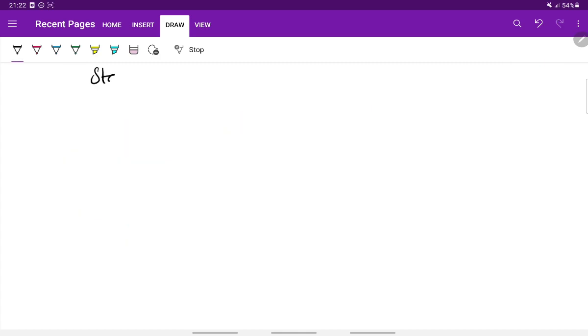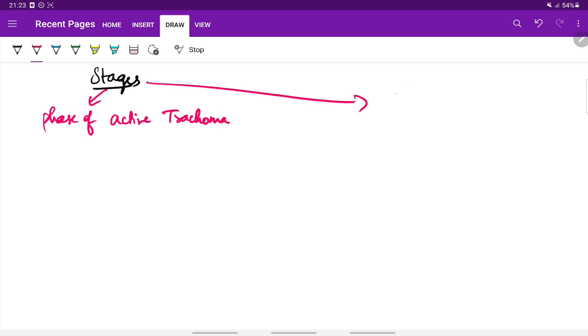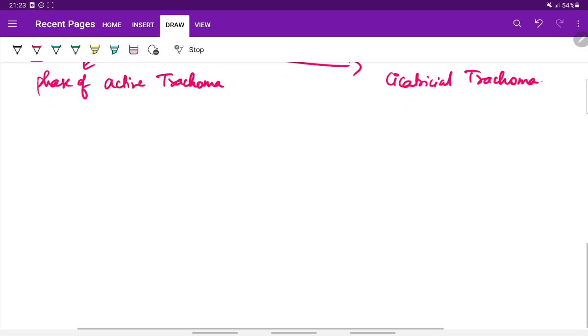Next, coming to the stages, there are two stages. First is phase of active trachoma, and the next stage is phase of cicatricial trachoma. Let's see both of them. First, phase of active trachoma. This occurs during childhood due to active chlamydial infection.